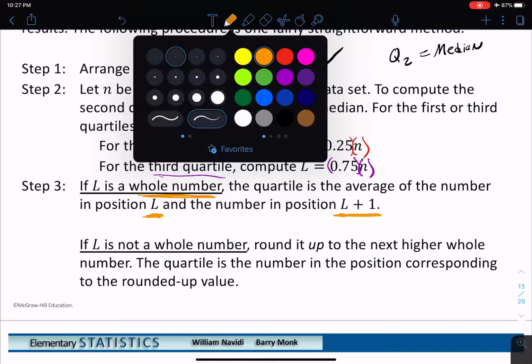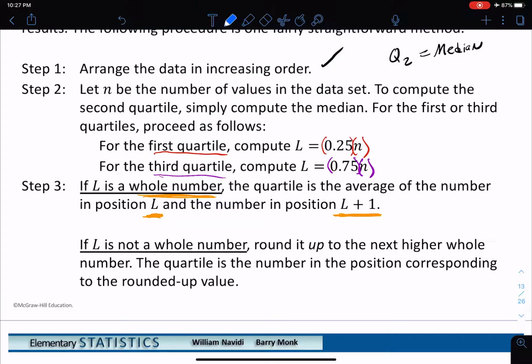I'm going to do some of these for you just so we can see it happen. On the other hand, if you multiply 0.25 times n or 0.75 times n, and L is not a whole number, so it has a decimal value to the right of the point, then you just round up to the next higher whole number. It's not that 5 and bigger goes up; if there's any decimal left over, you just round up to the next whole number. That whole number is the position of your quartile.